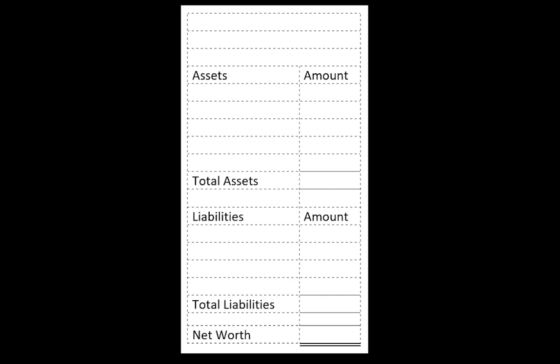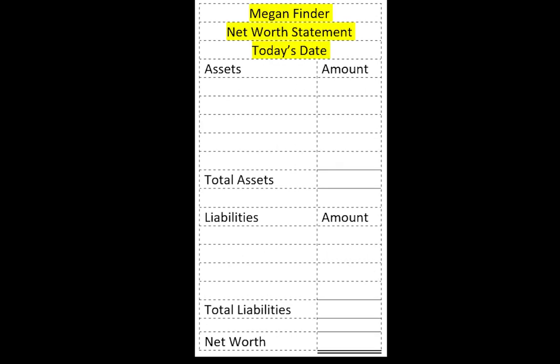So we start the first line with a person's name, Megan Finder. The second line is the title, net worth statement, and the third line is the date of the net worth statement. So when you look back at it in the future, you know what day this showed.